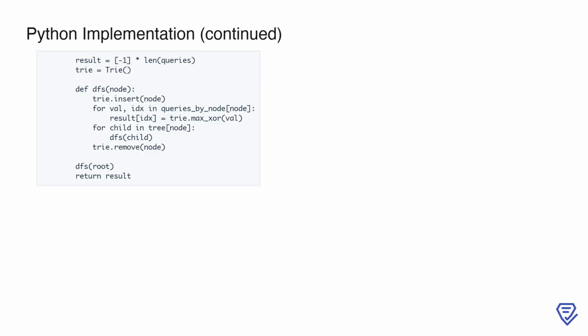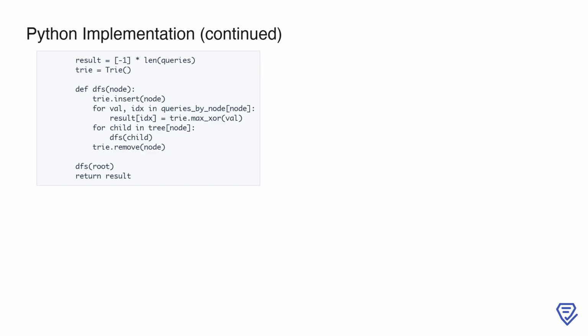We then define a depth-first search (DFS) function, which will traverse the tree starting from the root node. For each node, we first insert it into the tree. Then, for every query associated with the current node, we calculate the maximum XOR value using the max_XOR method and store the result in the corresponding index.